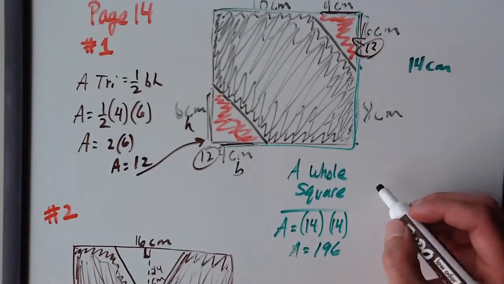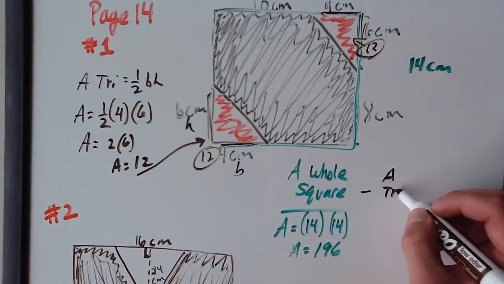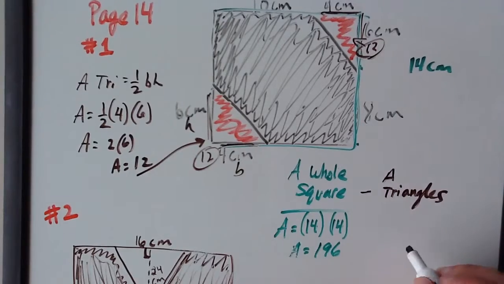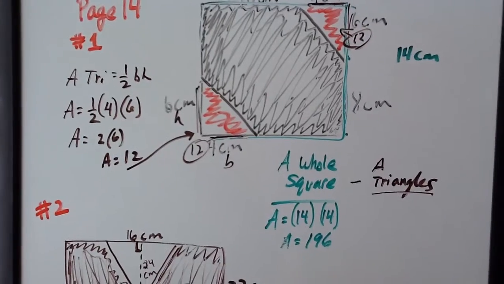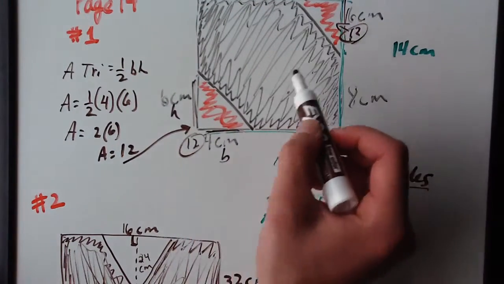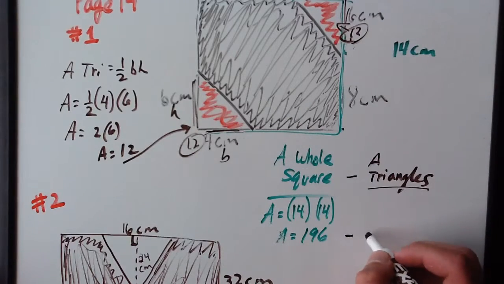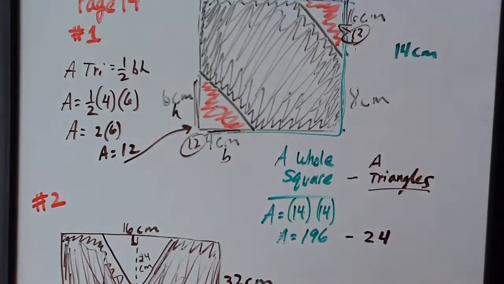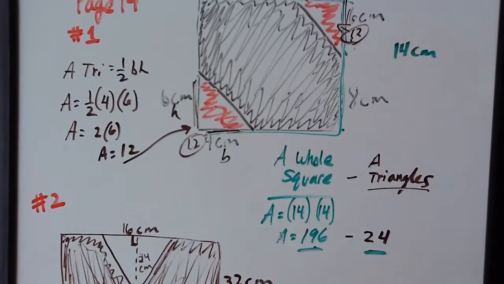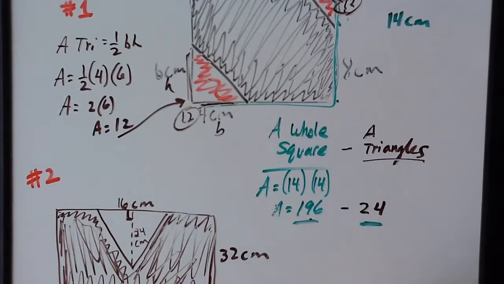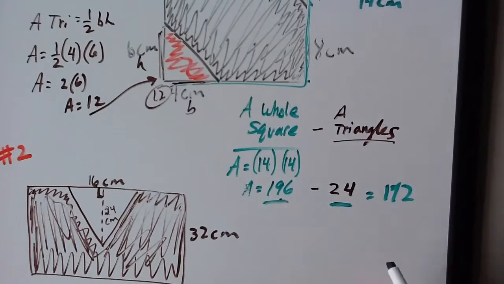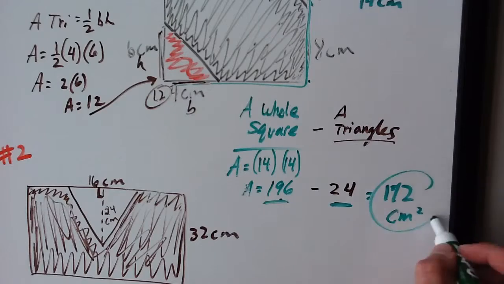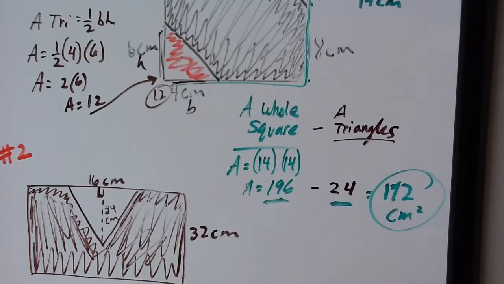So here, if I take the whole square minus the area of the triangles, because if you take the triangles out of the shape, you would just be left with the shaded region. And if the area of each triangle is 12, well, 12 plus 12 is 24. Okay, so I need to take 24 from 196. So 196, the area of the square, minus the area of the triangles, and 196 minus 24 would be 172, and I need to label my answer in square units. In this case, square centimeters, centimeters squared. That is the area of the shaded region.